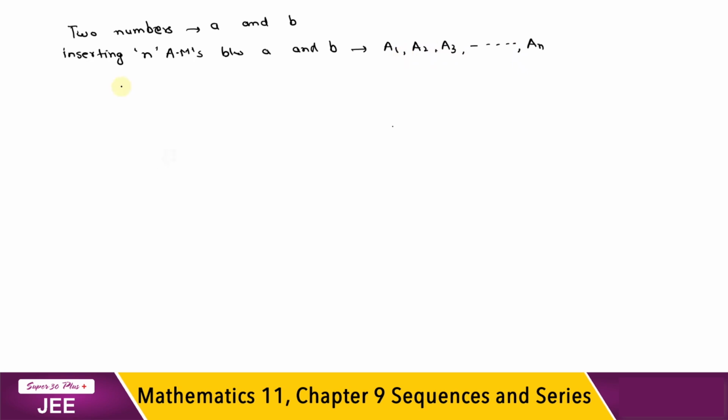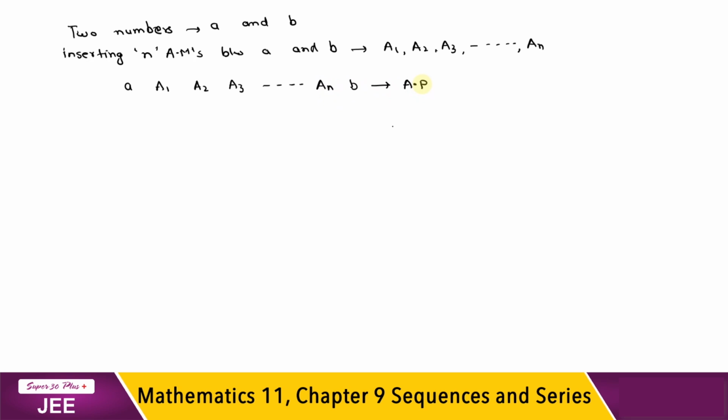Let's write the sequence. The sequence will be A, A1, A2, A3 up till An, and the last term is going to be B. And we know that this whole sequence will be in arithmetic progression.